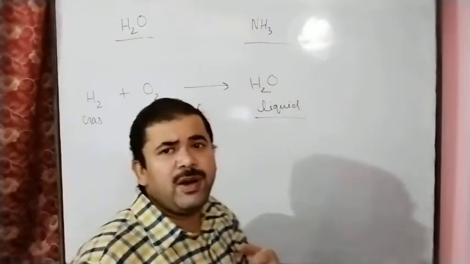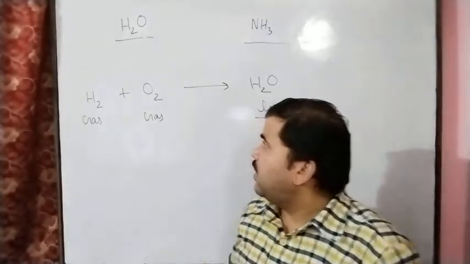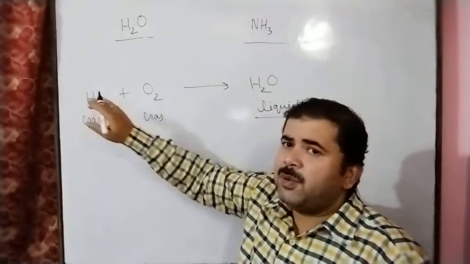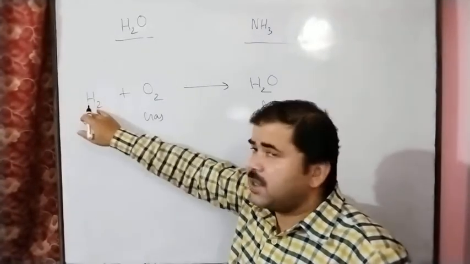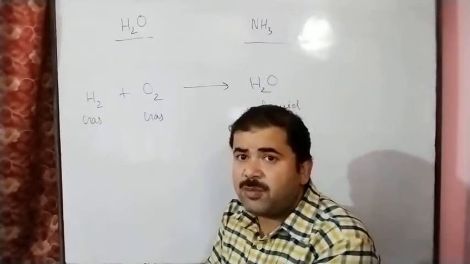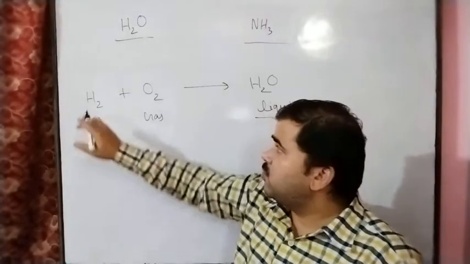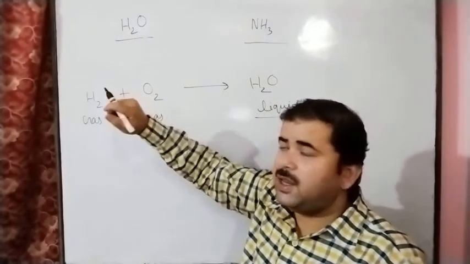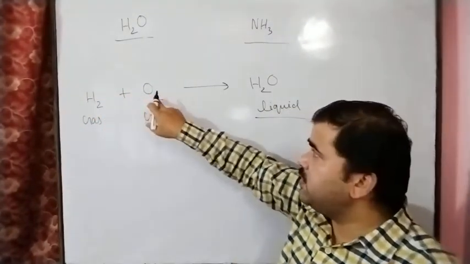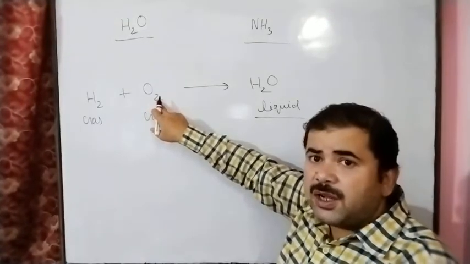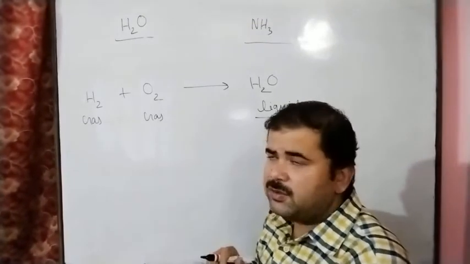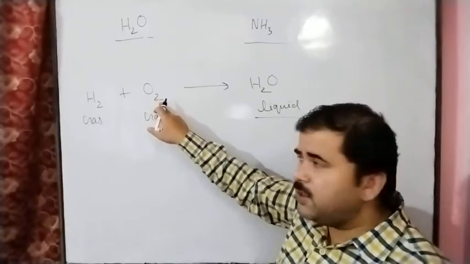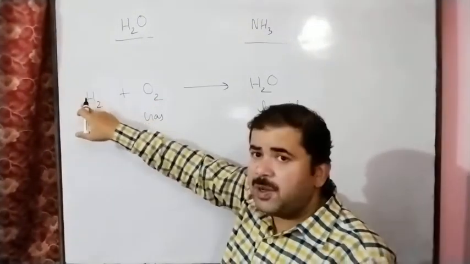And the second property here also we can see the hydrogen, this is the inflammable gas. Hydrogen inflammable gas means this catches fire easily in the presence of oxygen. And oxygen, this is the supporter of the combustion process. This is the supporter for the fire process. So oxygen, this is the supporter, and hydrogen, this is the inflammable gas.